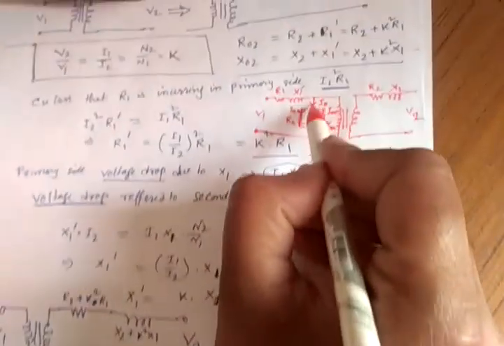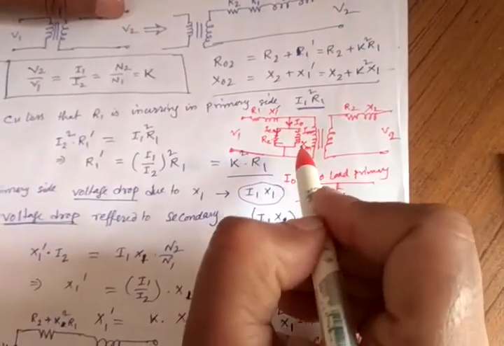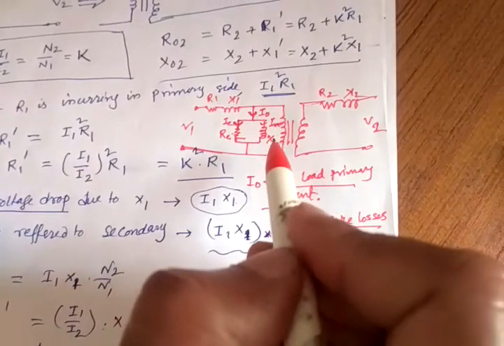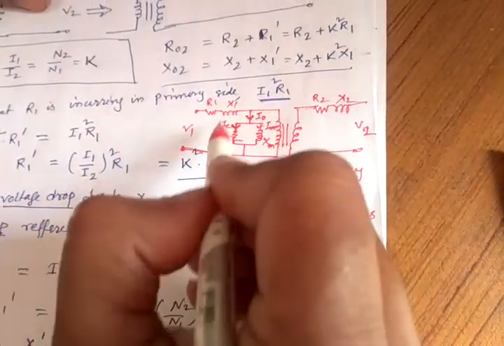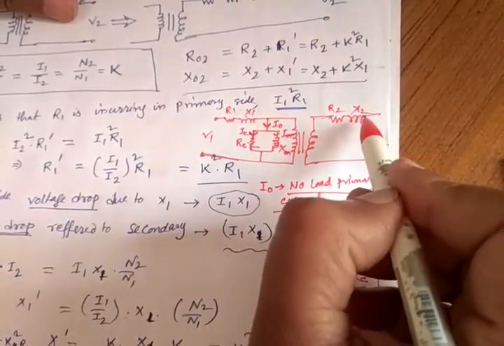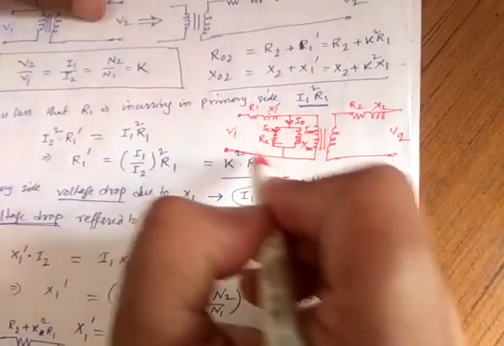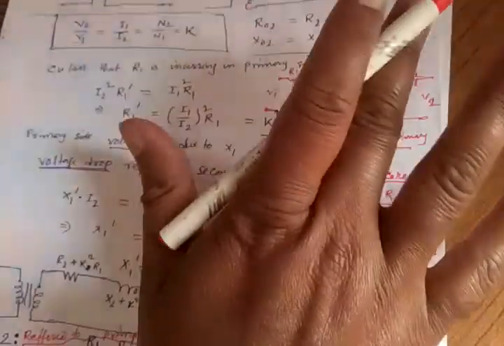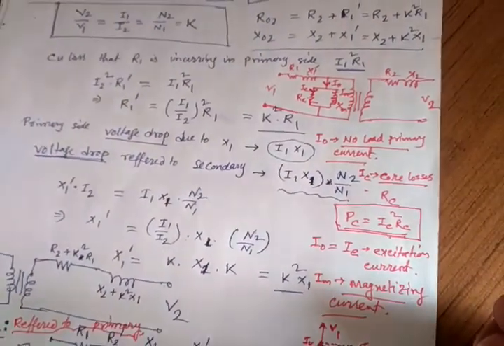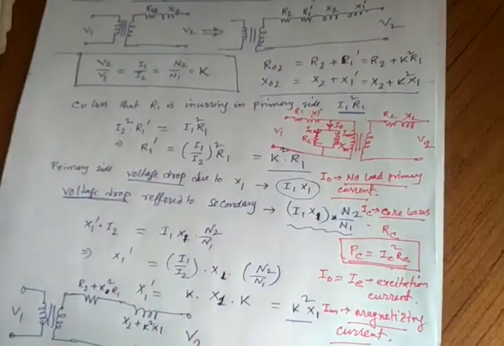This is actual, but this I0 value is very small compared to the full load current. So for all practical purposes we ignore all this part and we show only R1 X1 and R2 X2. It is for your information that there is something more, but you should at least know this much. Okay, thank you. This is the transformer equivalent circuit. Thank you.